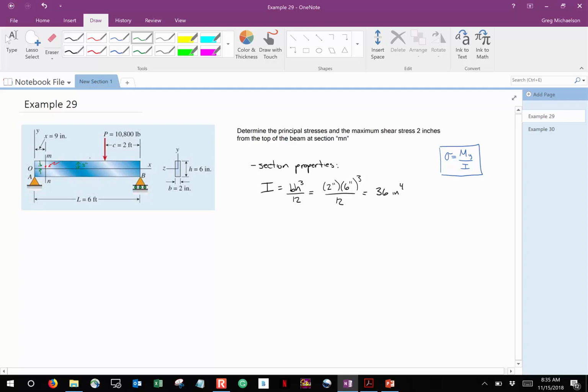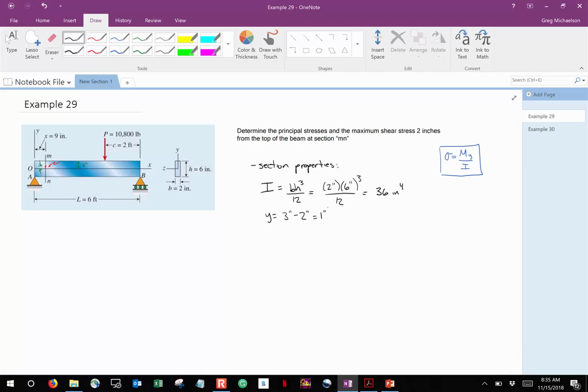Well, if it's 3 inches from the centroid to the very top, and from the top to the point in question is 2 inches, I propose that y in this case is going to be 3 inches minus 2 inches, so it's going to be 1 inch. Okay. Now, a couple other things.